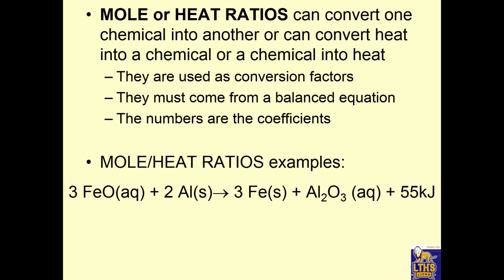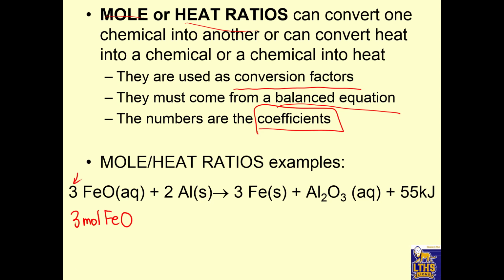Okay, so in chemistry, it's not a wheel-tricycle ratio, it's a mole ratio or a heat ratio. We can convert one chemical into another, or a chemical into heat, or heat into a chemical using conversion factors of mole ratios. And they have to come from a balanced equation, and the numbers are the coefficients. So, oh look, it's a balanced equation with some heat in it. We can make a mole ratio. So you find one substance. We'll do iron to oxide. So there's 3 moles. Coefficients are moles, and heat is a coefficient as well.